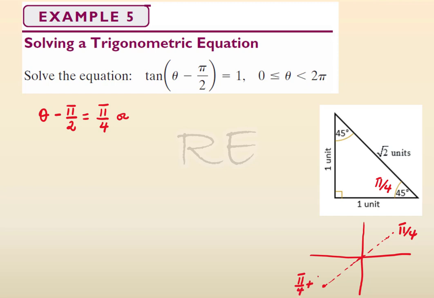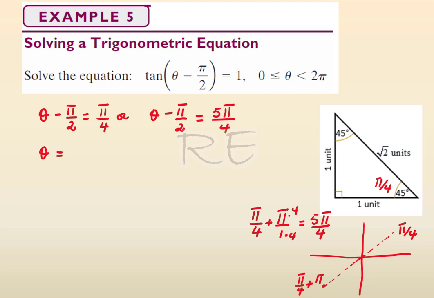And tangent is also positive in the third quadrant. Pi over 4 plus pi, and pi is 4 pi over 4. Therefore, the argument theta minus pi over 2 is equal to pi over 4 plus 4 pi over 4, which is 5 pi over 4 for the third quadrant.